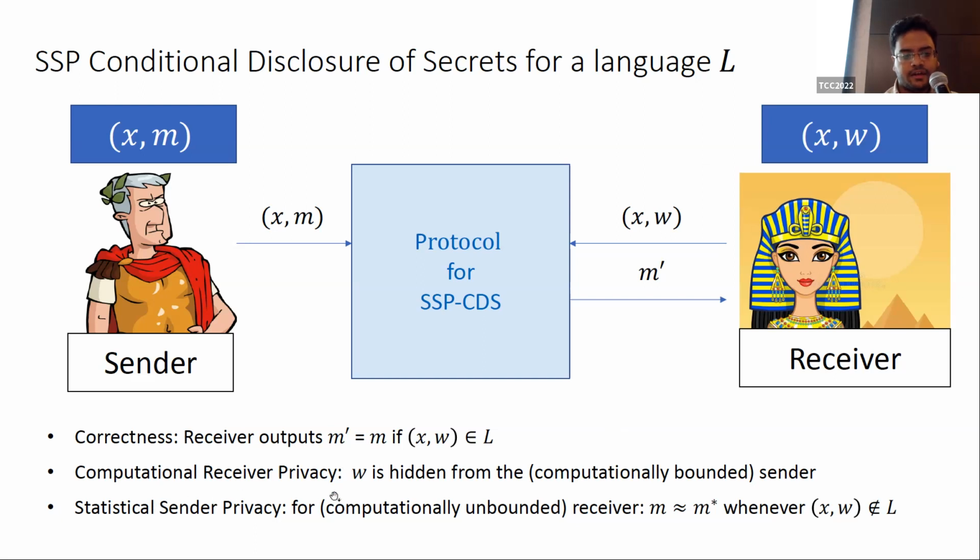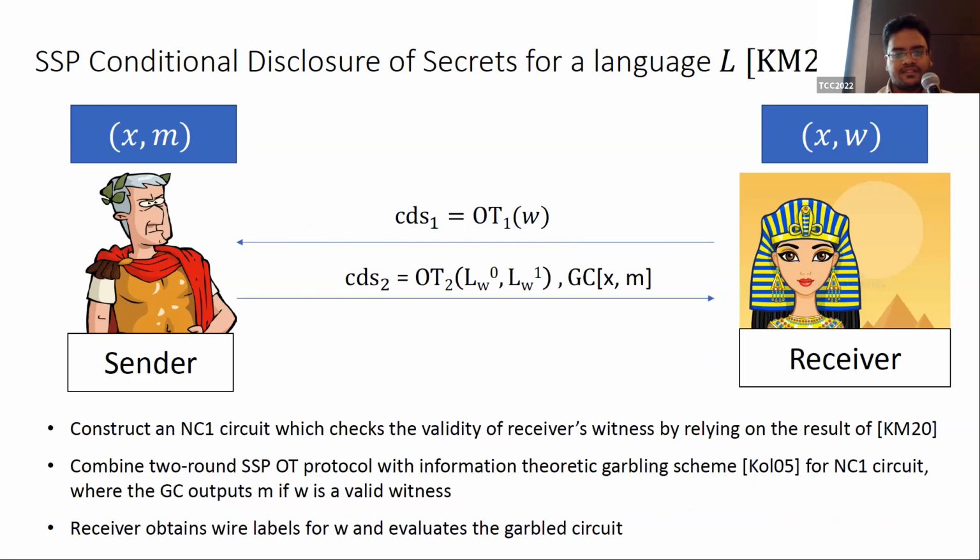And the statistical sender privacy says that if the statement is not in the language, that is, X comma W is not in the language for all W, then the sender's private message is hidden from the receiver. So it's like the receiver is able to decrypt the sender's message from the CDS protocol messages only if it knows a valid witness. So let's briefly see how the construction of the SSP CDS protocol happens in KM20.